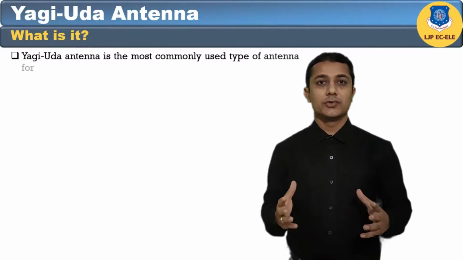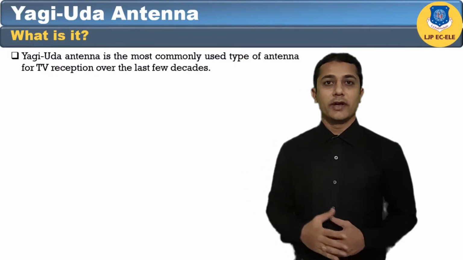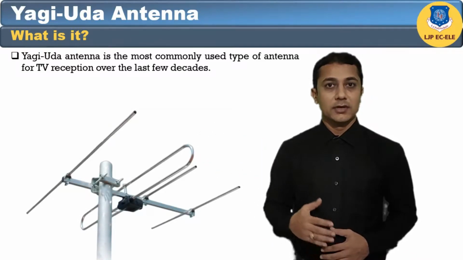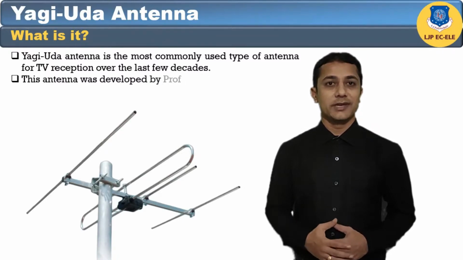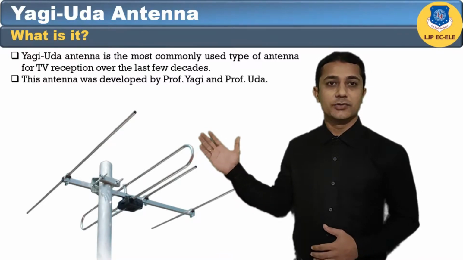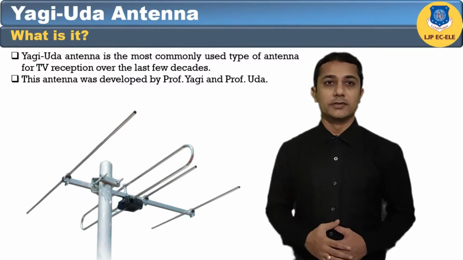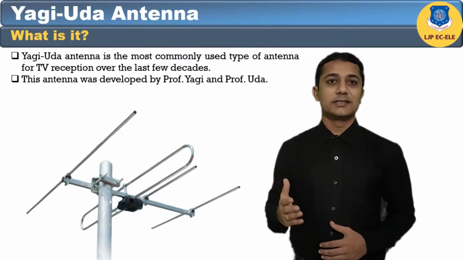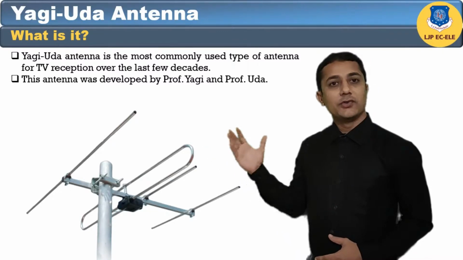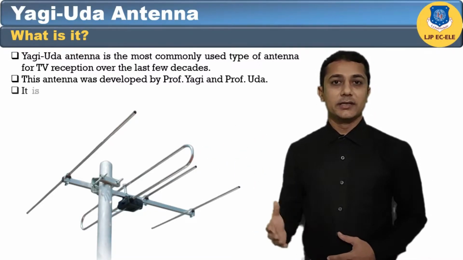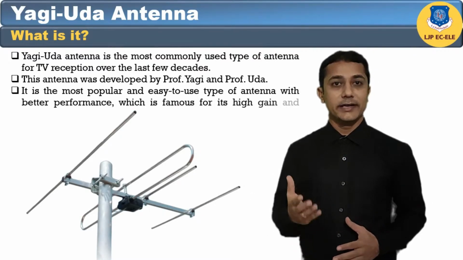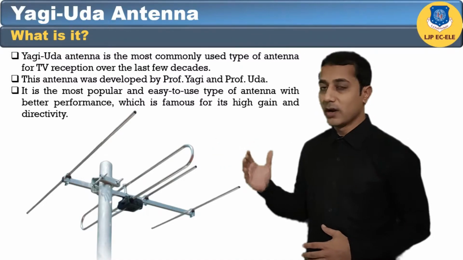The Yagi-Uda antenna is the most commonly used type of antenna for TV reception over the last few decades. This antenna was developed by Professor Yagi and Professor Uda. It is the most popular and easy to use type of antenna with better performance, which is famous for its high gain and directivity. The Yagi antenna, or Yagi-Uda antenna, or we can say aerial, is a particularly popular form of antenna where directivity and gain are required.